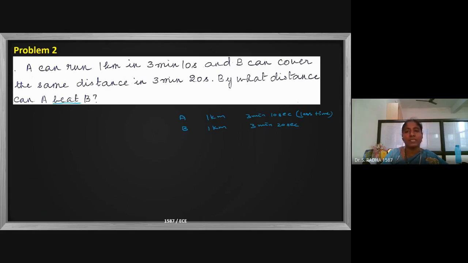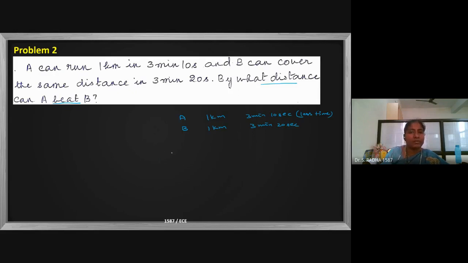He is the winner in the race. Okay, he is taking less time. What distance? They are asking with respect to distance, not time. If they ask with respect to time, we can straight away tell it is 10 seconds faster. But they are asking distance.